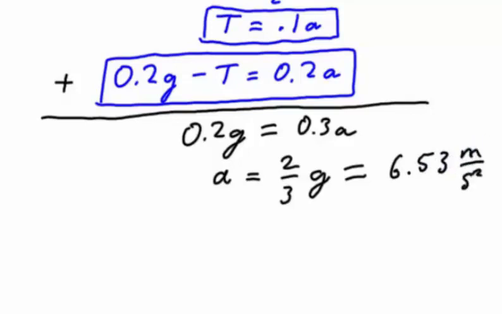To finish the problem, we plug this acceleration into either of the two equations in boxes. I'll choose the upper one since it's simpler, leading me to the fact that tension is 1/10 the acceleration, or tension is 0.653 newtons.